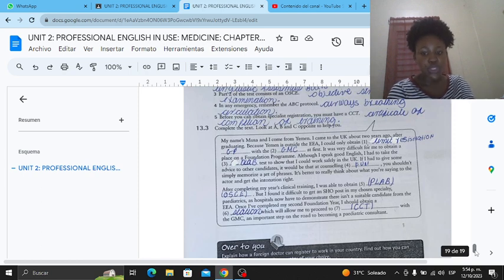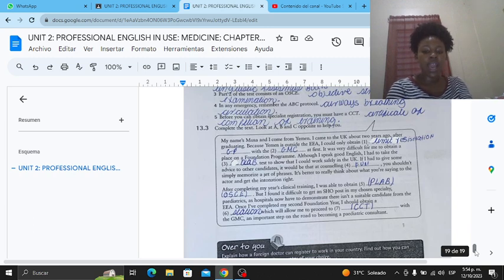You shouldn't simply memorize it as paragraphs. It's better to really think about what you're saying to the actor and get the intention right. After completing my year as a clinical trainee, I was able to obtain full registration. I found it difficult to get a job as an SHO in my chosen specialty, pediatrics, and hospitals had to demonstrate that I was a suitable candidate over candidates from the EEA. I have to complete my second foundation year.